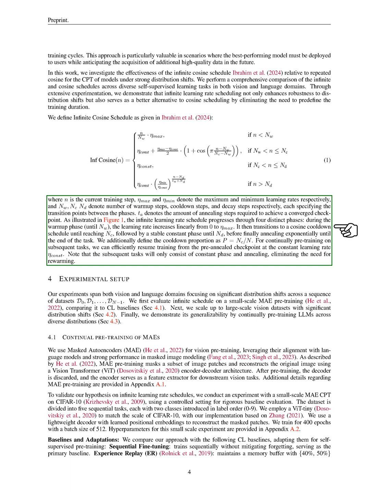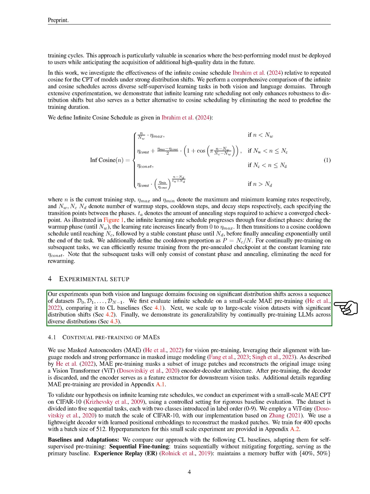The learning rate increases linearly during the warm-up phase, then follows a cosine cooldown until a certain point, remains constant for a while, and finally decreases exponentially towards the end of the task. For continual pre-training, we can easily resume from the pre-annealed checkpoint at a constant learning rate, avoiding the need for rewarming. Our experimental setup includes both vision and language domains, focusing on significant distribution shifts across multiple datasets.